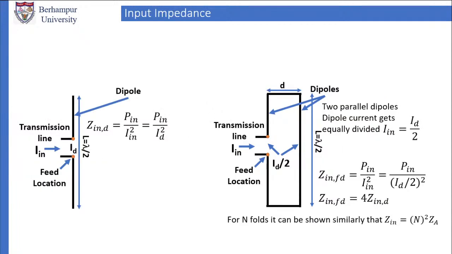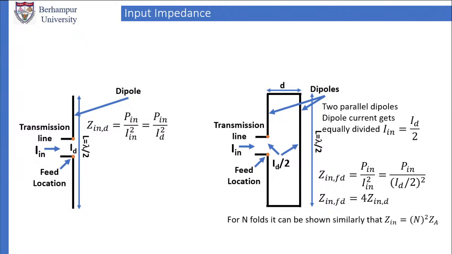Okay. Now let us do a simple analysis to see what will be the input impedance of a folded dipole antenna. Look at a simple dipole antenna on the left-hand side. In the figure, we have a simple half-wavelength dipole antenna. Length is lambda by 2. It is fed at the center at the feed location. Suppose the current is I, so I_D, where D is for dipole, is the dipole current. At the feed location it is I_D.